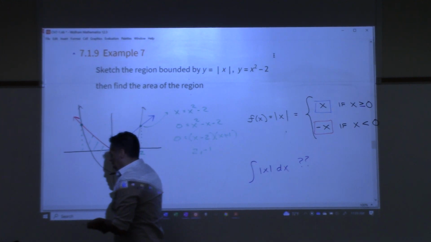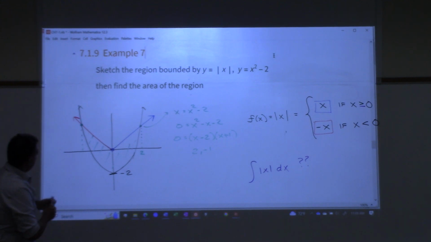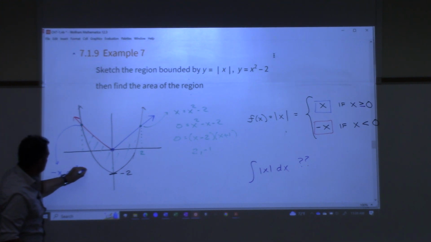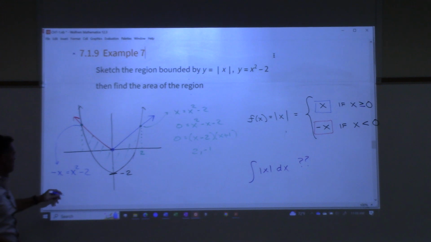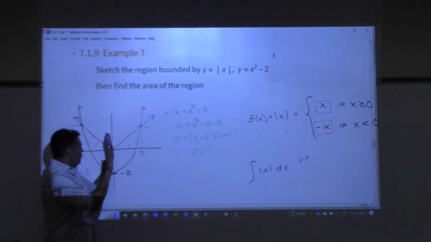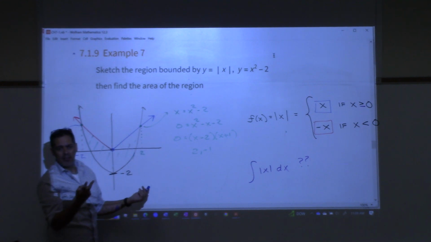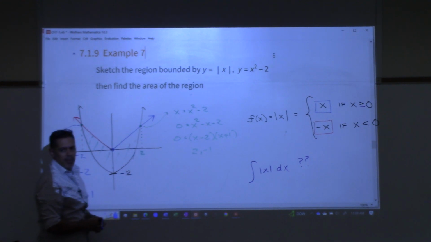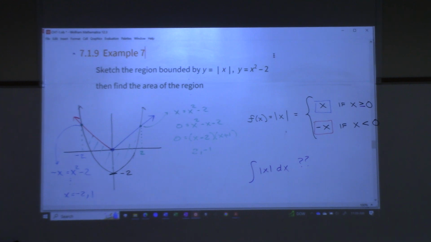Okay. And then how do we get this one? This time we set -x equal to x squared minus 2, and then we work through this one. This time when we work this out, we're going to get -2 and +1, and of course -2 is our answer. Now there is some symmetry. On this problem we could, if we wanted to, just go from 0 to 2, and then double the answer because of the symmetry. But it's kind of up to you how you want to do it.